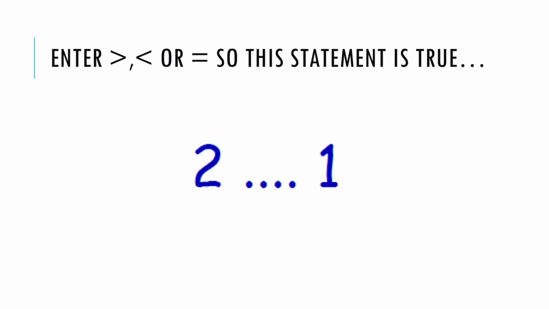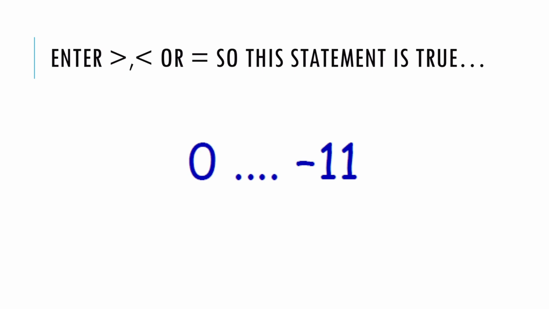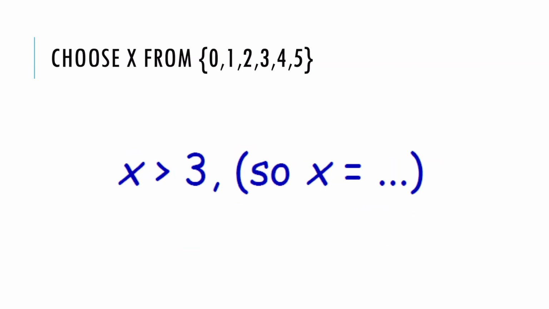Okay, so let's enter either greater than, less than or equal signs to make these true. Well, we know that 2 is greater than 1, 5 is greater than 3, 1 is greater than -8, 0 is greater than -11. 18 divided by 2, well, that gives us 9. And 3 times 3 gives us 9, which means 18 divided by 2 is equal to 3 times 3.